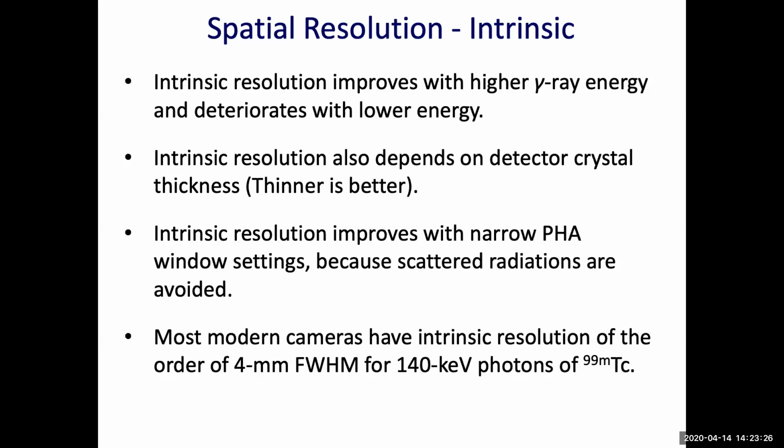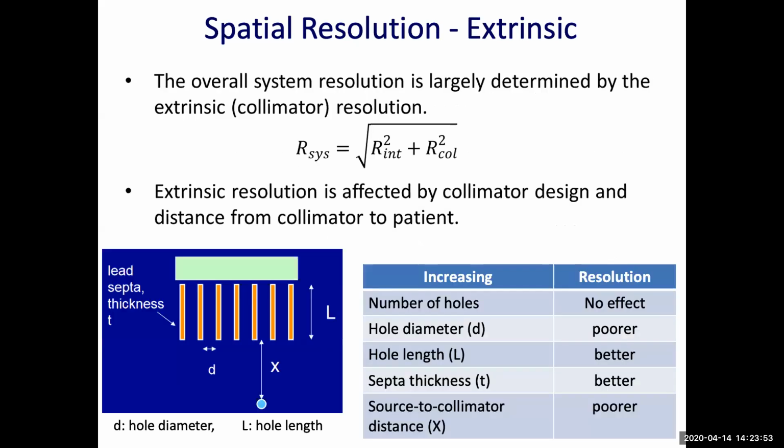Intrinsic resolution improves with a narrow pulse height analyzer window setting because scatter radiation is avoided. If we reduce the window from 20% to 15% or 10%, this enhances the spatial resolution of the camera, but of course decreases the sensitivity and efficiency of the gamma camera. Most modern cameras have an intrinsic resolution of about 4 millimeters for technetium-99m, okay?